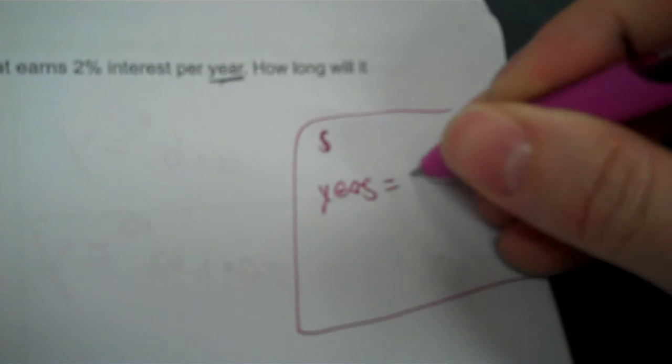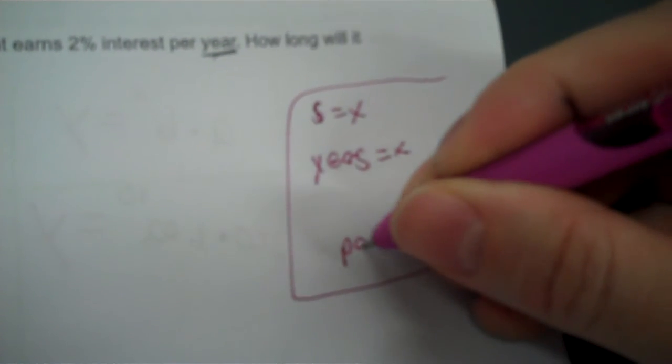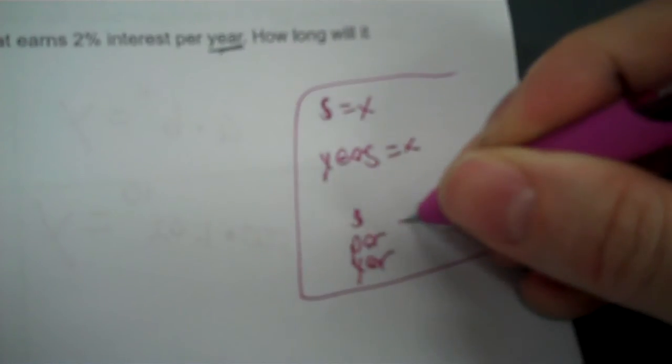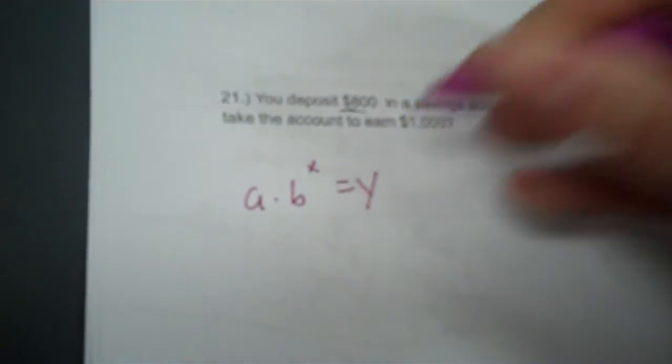Okay, then the last one, number 21. You deposit $800 in a savings account that earns 2% interest per year. How long will it take the account to earn $1,000? Years is X, dollars is Y. So dollars per year, again, it's not $2 per year, it's 2% interest, so that's plus 2%. So that means I'm going to set up the same thing I did last time. A times b to the x power equals y.